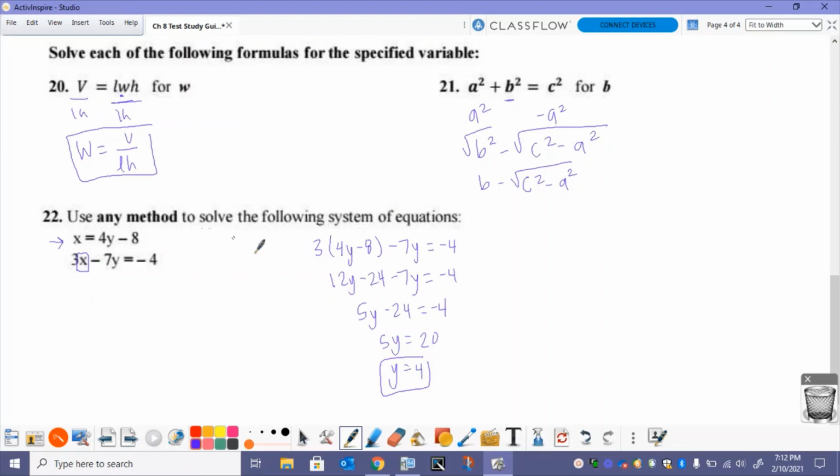Okay? And now that we know that y equals 4, we can plug that in to our original problem. So x equals 4 times 4 minus 8. So this is 4 times 4 is 16 minus 8. So x equals 8. But remember that your answer to any system is an ordered pair. So our ordered pair would be 8, 4. Remember, it's x, y, so 8, 4.